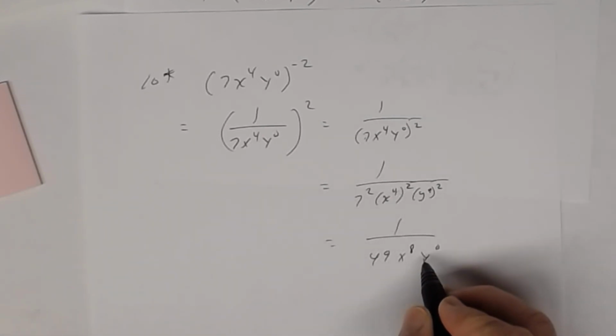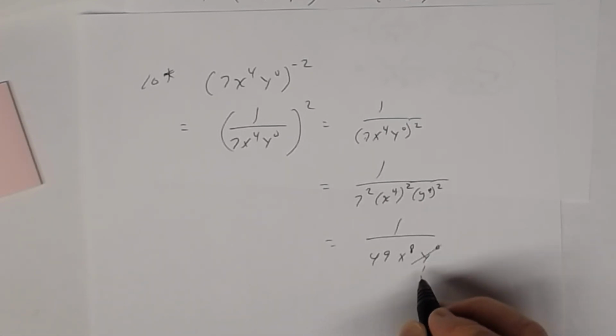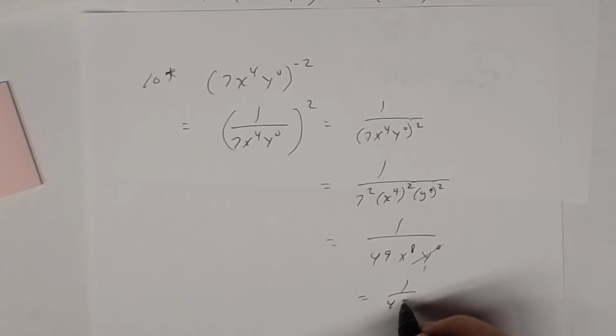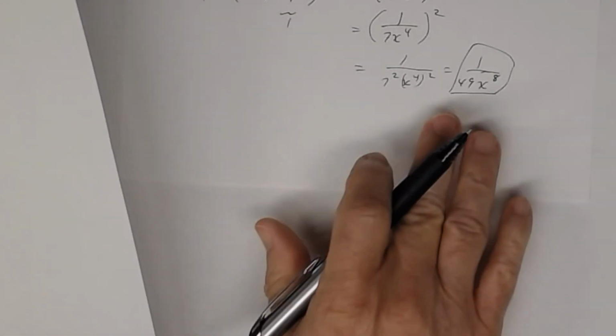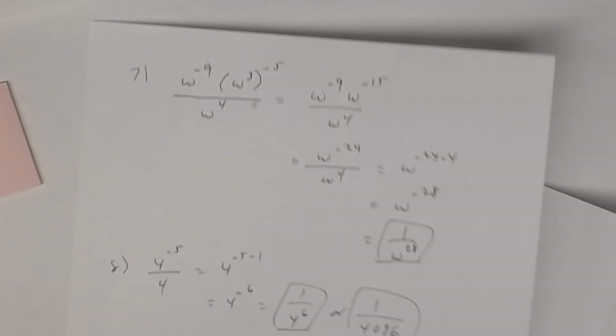But you have to simplify it as much as possible. You know that y to the 0 is 1, so this is 1 right here. And so the answer is 1 divided by 49x to the 8, which is what you had here. Okay, so that's number 10. All right, let's look at number 11. So number 11, let's suppose you had this in number 11.